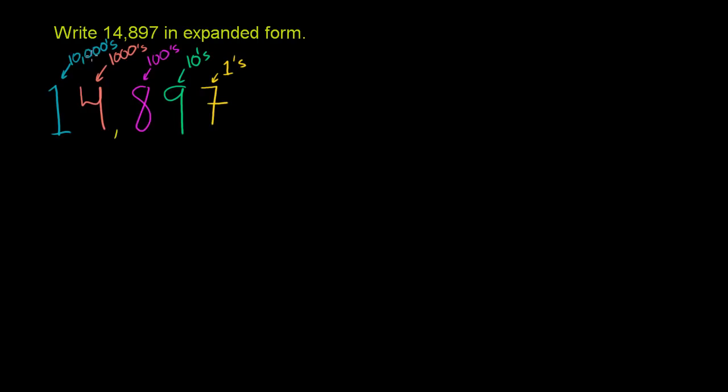Now let's think about what that really means. If this 1 is in the 10,000s place, that means it literally represents. I want to do this in a way that my arrows don't get mixed up. Actually, let me start at the other end. Let me start with the 7. The 7 literally represents 7 ones. Or another way to think about it, you could say it represents 7 times 1. All of these are equivalent.